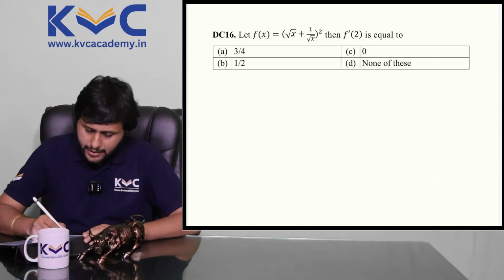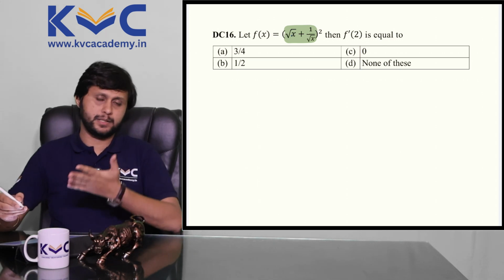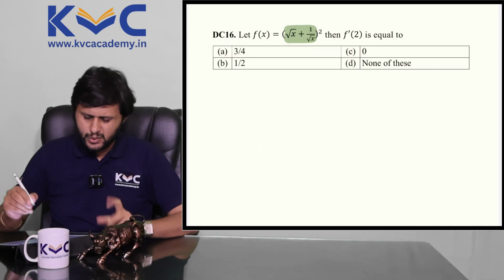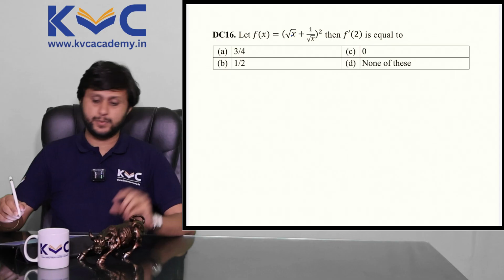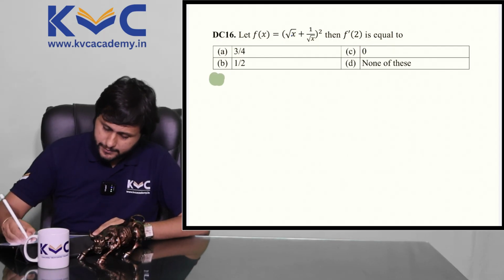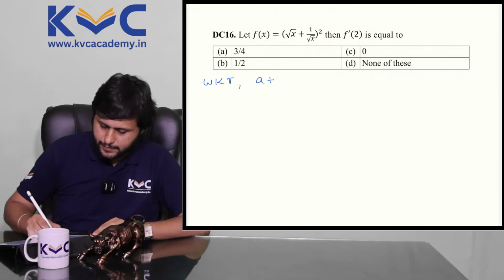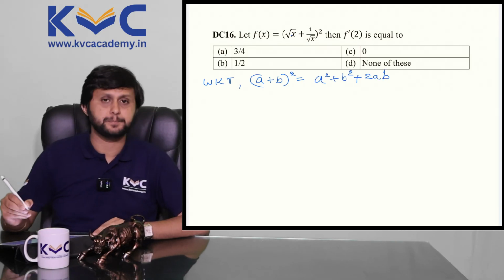We can use chain rule. Correct? This can be taken as x square, which is 2x. Then we'll differentiate the inside part. Looks like it's gonna get a little more complicated. So what we'll do is first we'll simplify, because we know a plus b whole square formula. We know that. Okay, switch to pen. We know that a plus b whole square is equal to a square plus b square plus 2 times ab.